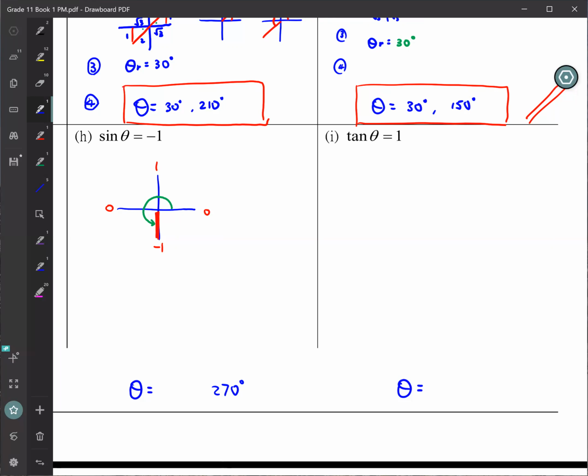Okay, Marcus, is the angle for I on the axis? For H? Question I, is the angle on the axis? No. So it will be in the quadrants, right? It's not on the axis, yeah. Okay, so it will be inside the quadrant. So can you tell me which quadrant is it?